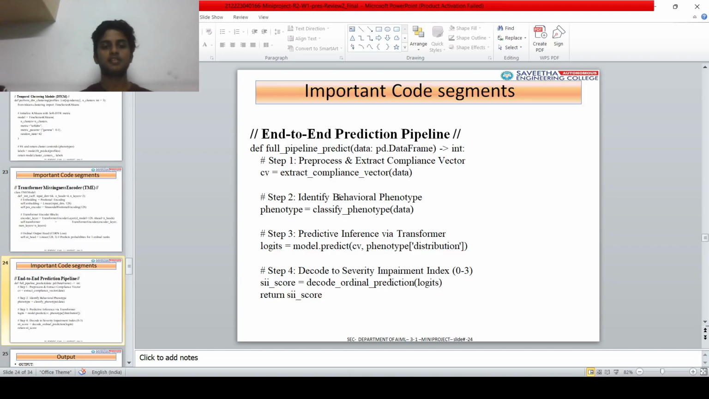This slide shows the end-to-end pipeline. All modules are integrated together. The raw data is converted to severity scores. The pipeline ensures a modular and scalable design. This improves maintainability and performance.